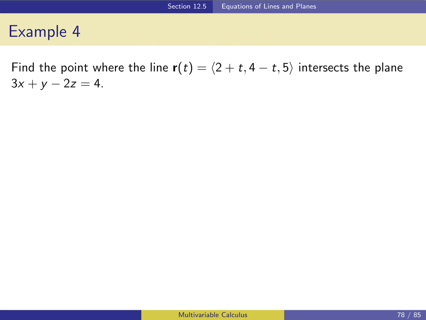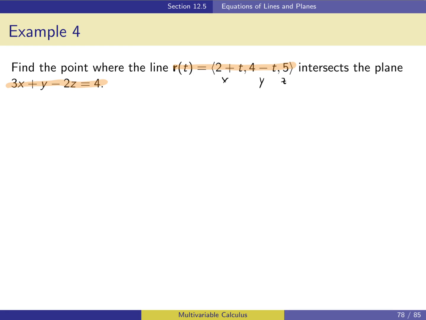This example asks us to understand how a line interacts with a plane. Here we have the vector equation of a line, and here we have the normal equation of a plane. The question is where this line meets the plane. Your instinct might be to plug the x, y, and z coordinates of this line into the plane and see what t has to be. And your instinct would be correct, because the equation of a plane tells you when a given x, y, and z lies on the plane. In order for the point on this line to also be on the plane, it has to satisfy this equation.